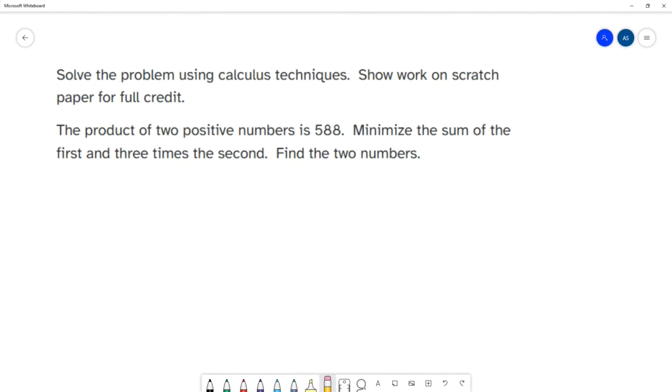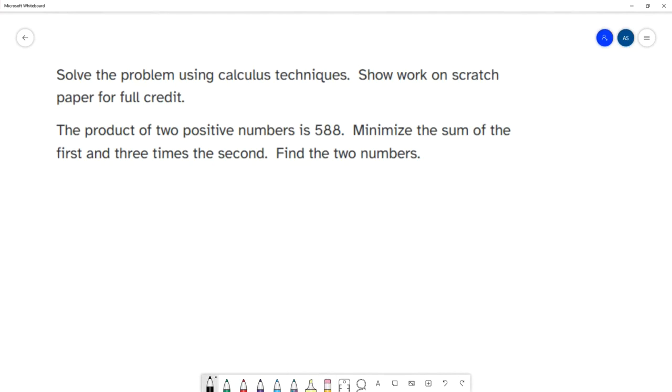We want to solve this problem using calculus techniques. We want to find two positive numbers whose product is 588, and where the sum of the first and 3 times the second is a minimum. Find those two numbers.